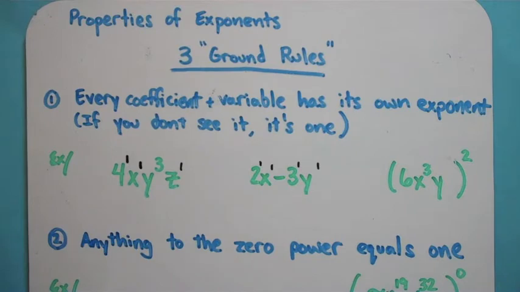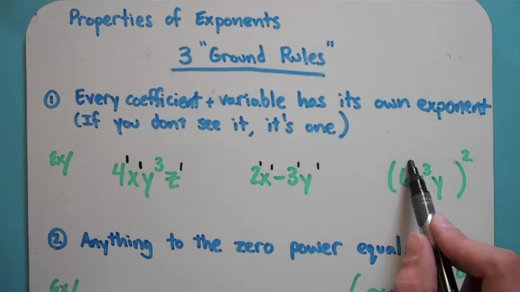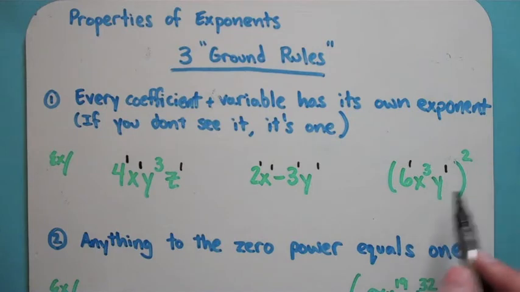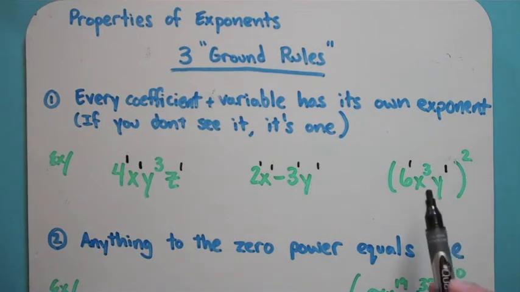Seems like kind of a silly rule to really emphasize here, but kids will forget this later on down the line. On this last one, this 6 needs a new exponent, the y needs an exponent, and then there's another exponent outside the parentheses here. We'll learn how to deal with that in a later video, but for now, just realize there is a 1 on every one of those.